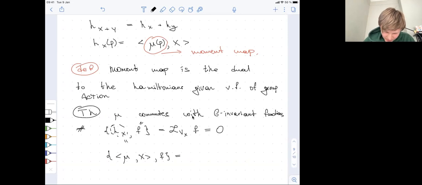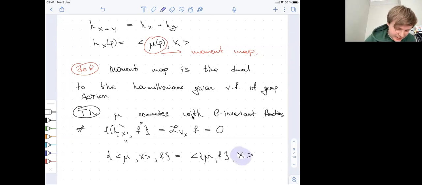So it means that here I can switch the brackets, and this thing equals the pairing of the Poisson bracket of mu with f, and you pair it with X. But since I didn't specify X, it's an arbitrary element of my Lie algebra. It means that the pairing equals 0 only if the element from the dual is 0. Okay.